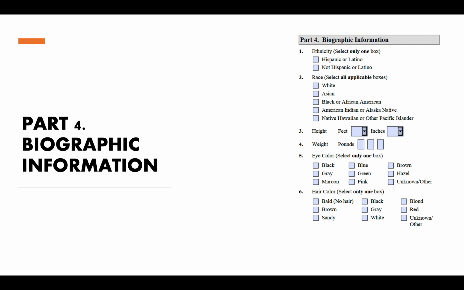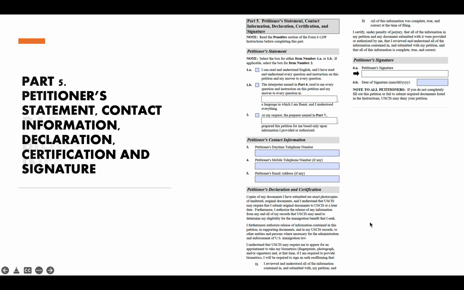Your eye color, select the eye color that best describes your eyes: black, gray, maroon, blue, green, pink, brown, hazel, and others. Number 6, select the box that would describe your hair color: bald, brown, sandy, black, gray, white, blonde, red, and others. That would be in reference to your natural hair color.